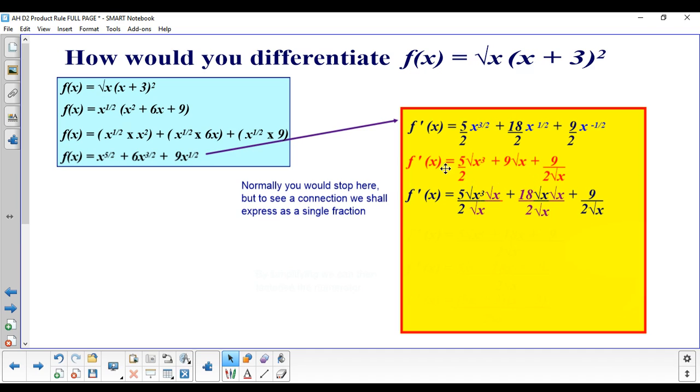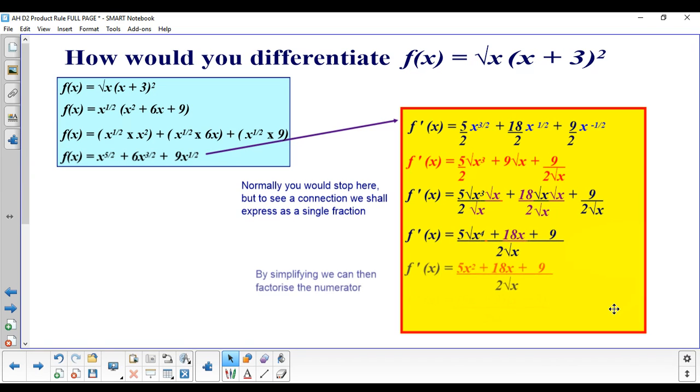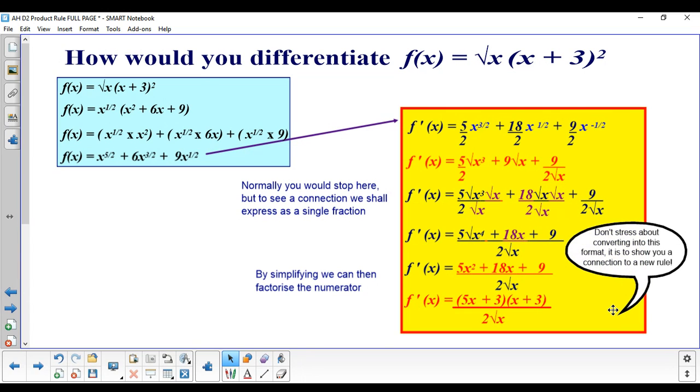So normally you can stop there, but we're going to try to get this to be a single fraction. So now I've got a common denominator of 2 root x. Look at this, root x times root x is x, that's fine. But what about this? x times x cubed is x to the 4. The square root of x to the 4, x squared times x squared, is x squared. That's not as finished. As well as that, you can factorise that. So 5x² goes to 5x and x, and the 9 goes to 3 and 3, and you get a lovely answer. Do not stress about what you're doing there, okay?